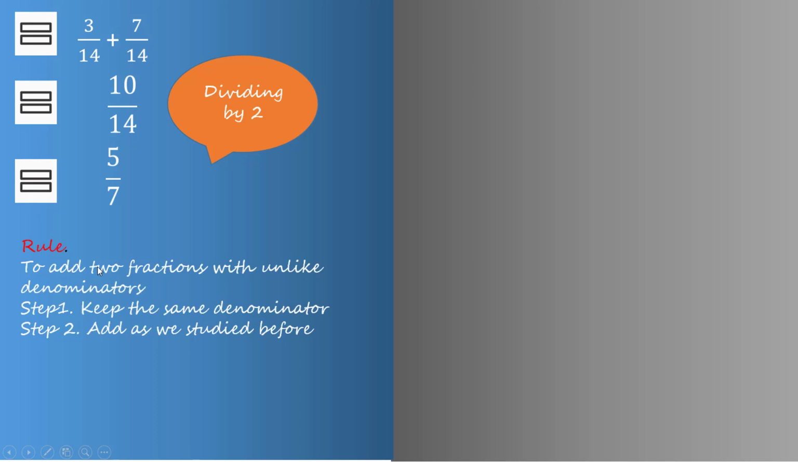Rule: to add two fractions with unlike denominators. Step 1, make the same denominator. Step 2, add as we studied before in the first section.